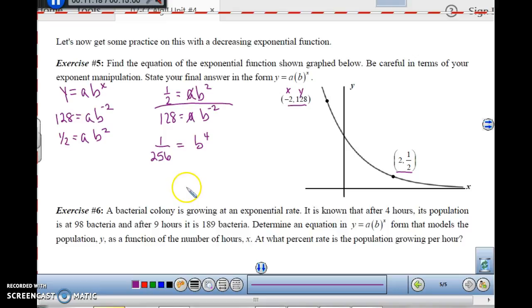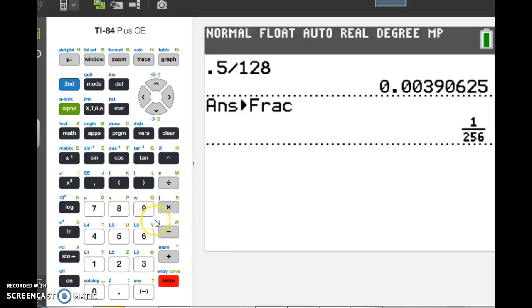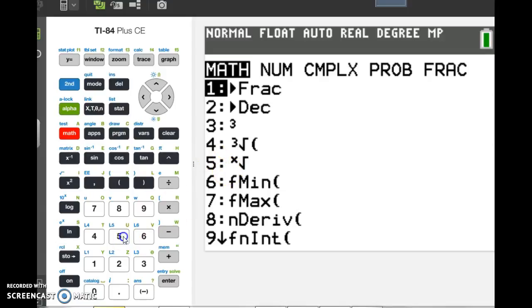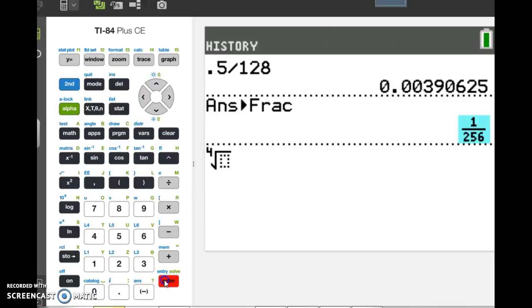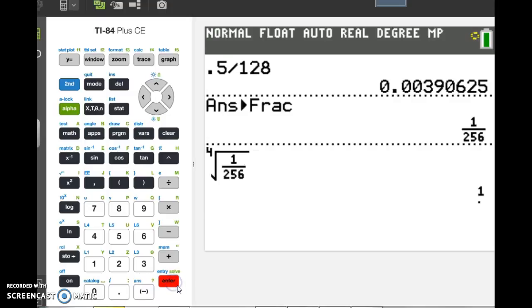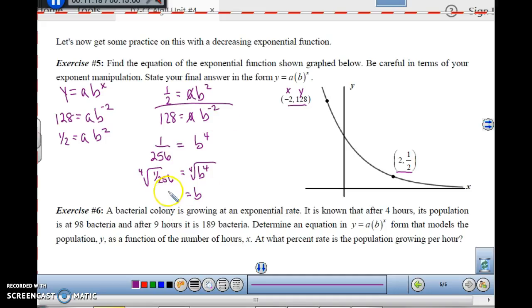So what do I have to do? I have to take the 4th root. So I'm going to take the 4th root of 1 over 256 and the 4th root of b to the 4th. The 4th root of b to the 4th is just b. All right, and then I want the 4th root, so I have to hit my math key, pick number 5, and then put my root in. I'm going to do the 4th root of, I'm going to go up and grab this, 1 over 256, which is 1/4. So b is equal to 1/4.